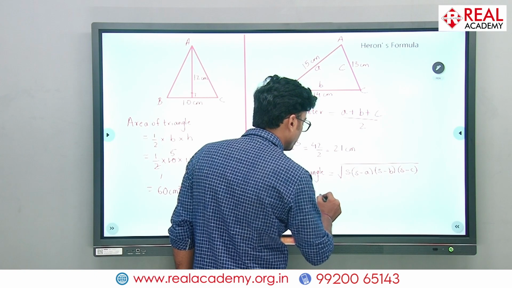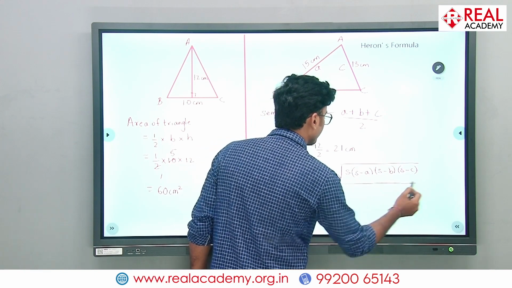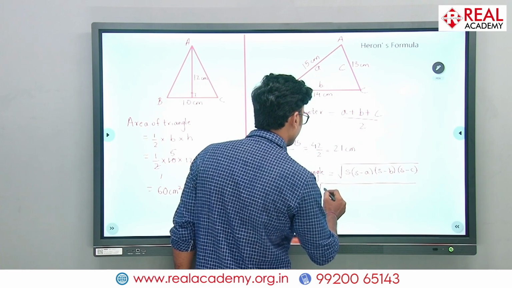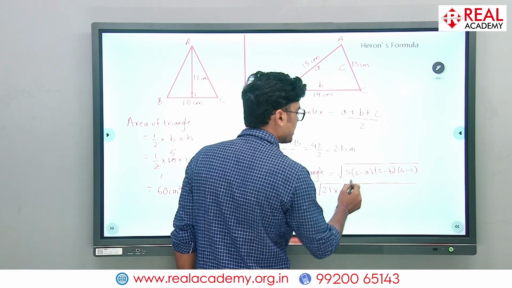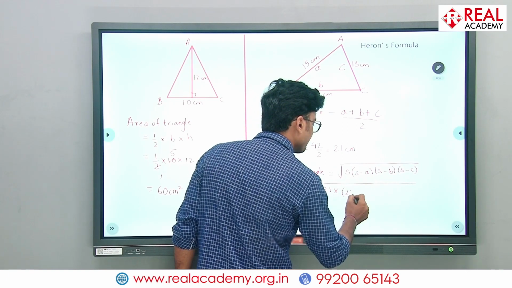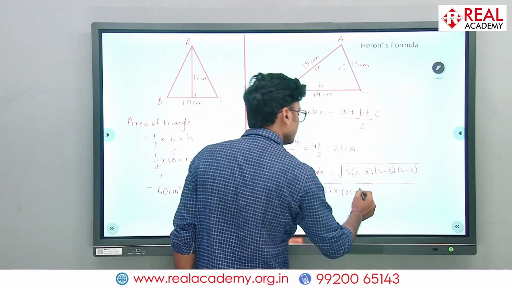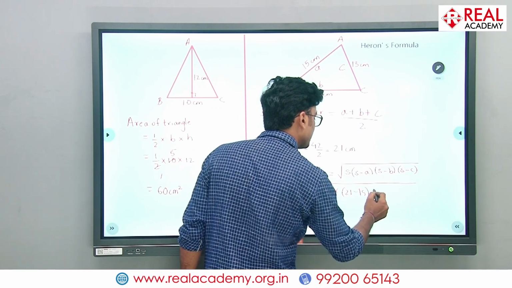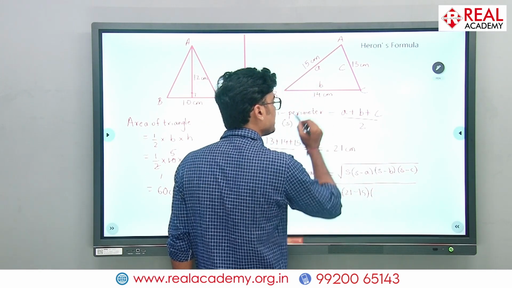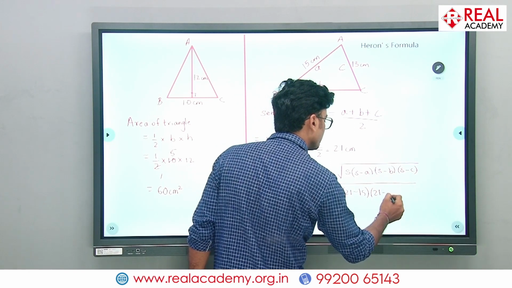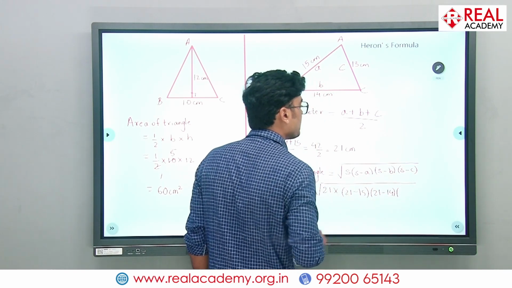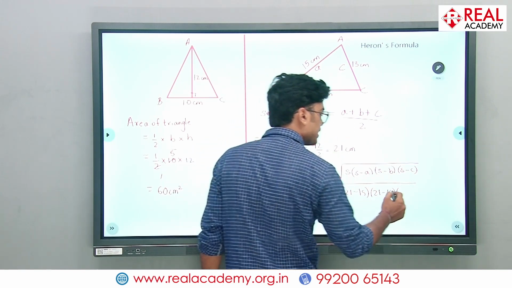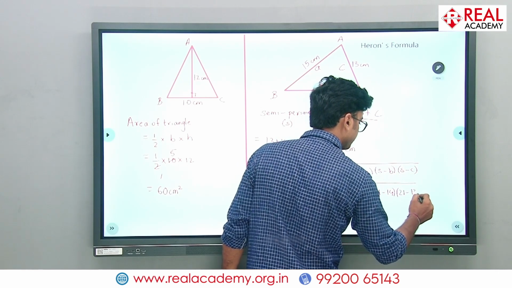This will be equal to square root of S, which is 21 here, multiplied by S minus A, so 21 minus 15, multiplied by S minus B, 21 minus 14, multiplied by S minus C, so 21 minus 13.